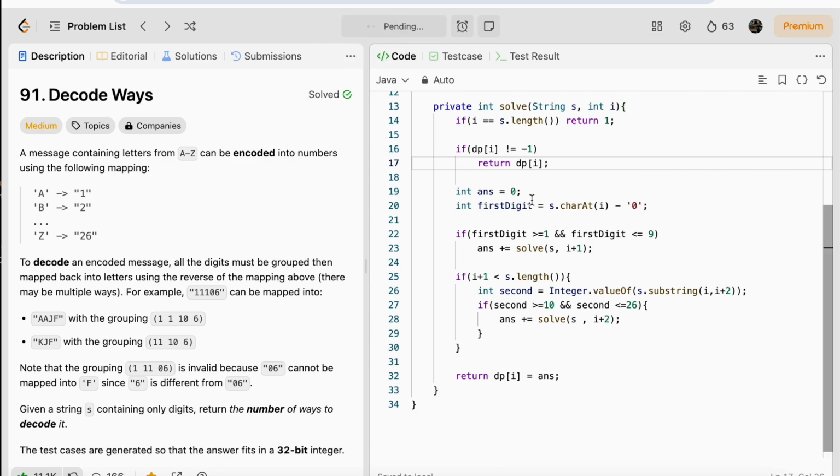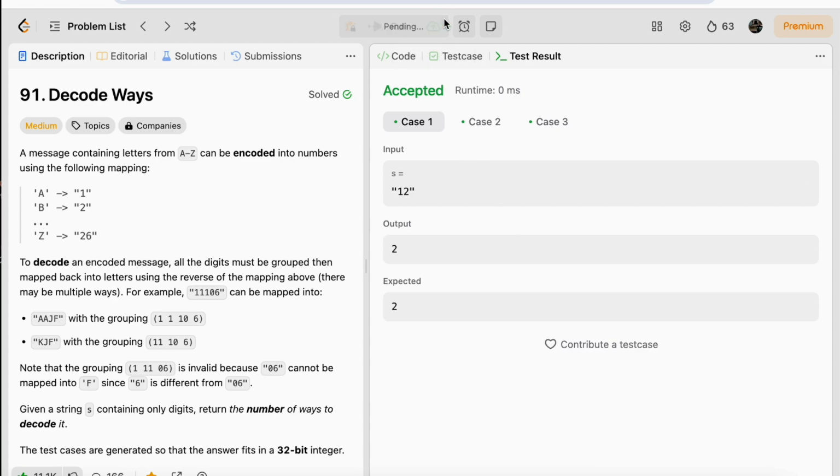Running over sample test cases, it is working fine. Submitting the problem.